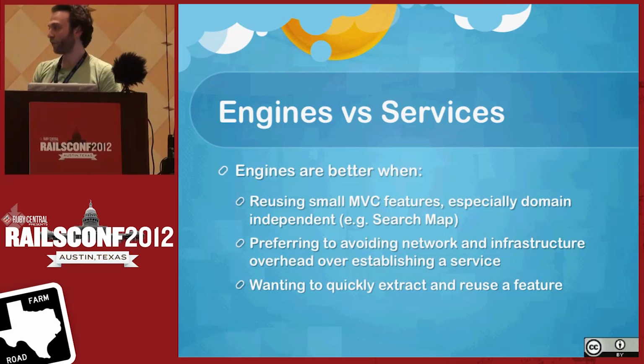Finally, you might want to extract and quickly reuse a feature. So even something that might fit a service, if you're using it internally at a company, you might not care to make it a service yet, because there's too much overhead in creating a service. It might be much easier to make it an engine first. But then later, as an agile developer, when you feel the need to expose it as a service, you can convert an engine easily to a service.